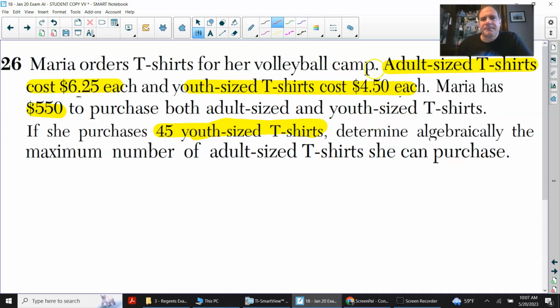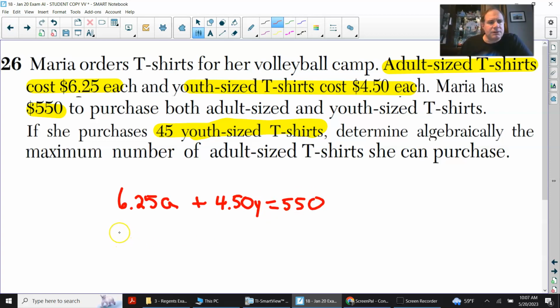So, let's go ahead. Adult size t-shirts cost $6.25 each. So $6.25 a plus $4.50 youth size. Someone put y equals $550 to purchase. So I'm going to just go $6.25 a plus the $4.50, and she bought 45 of them, so that's what I'm going to substitute in.